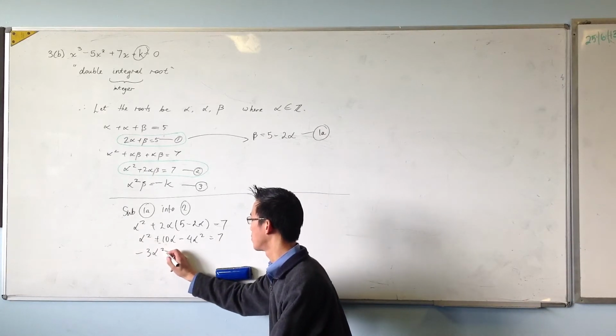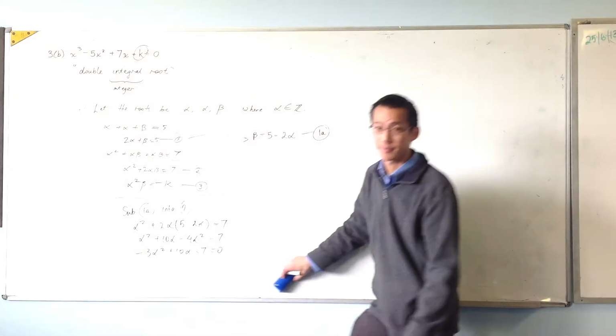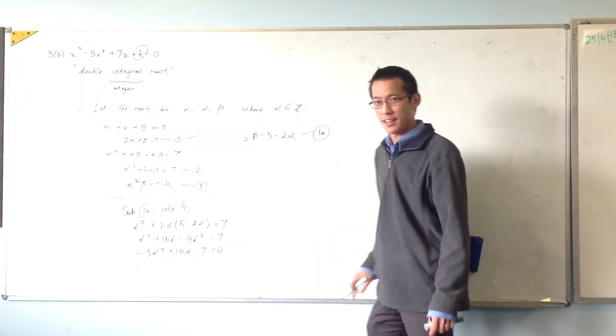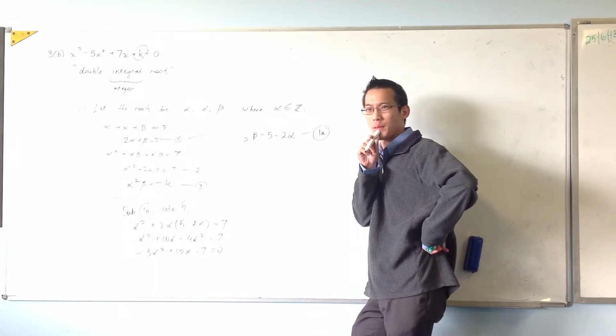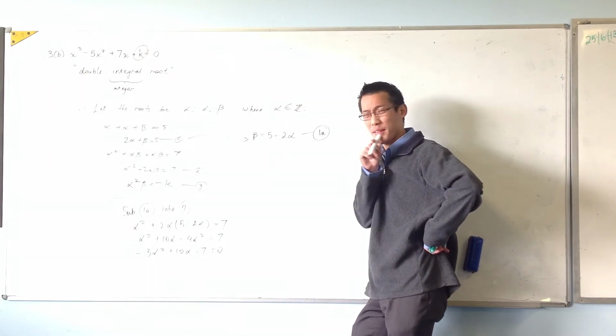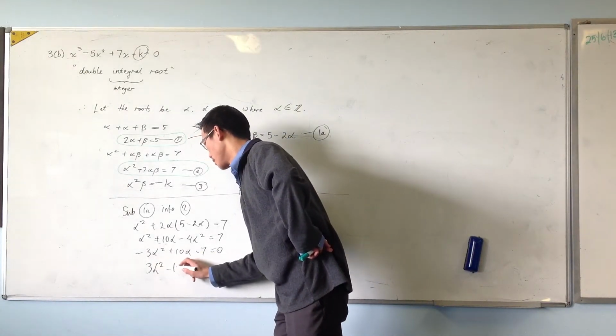Simplify. Bring this guy over. Okay, now there's a quadratic. Now look with me. What can we do with this? Can it be factorized? If I make the sign out the front a little nicer.